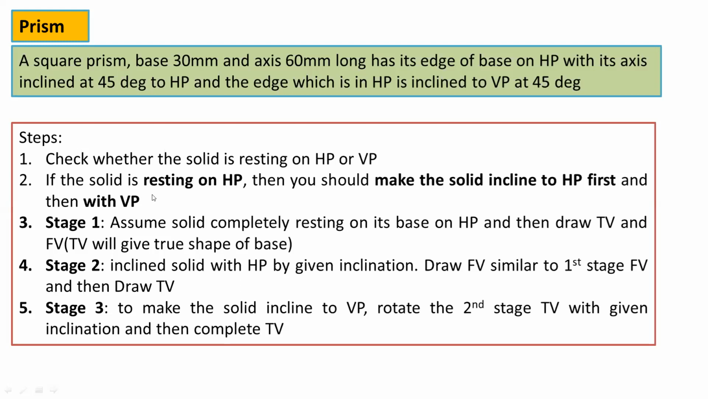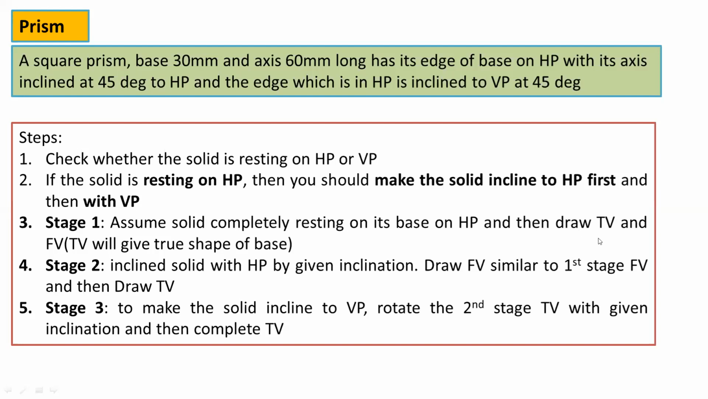We will divide this complete problem into three stages. The first stage is to assume the solid completely resting on its base on the HP. This condition we will use if the solid is resting on the HP. So stage one is assume the solid completely resting on its base on the HP. In this condition, the axis of that solid will be exactly perpendicular to the horizontal plane, and at the same time it will be parallel to the vertical plane. This is called the basic view or basic representation.